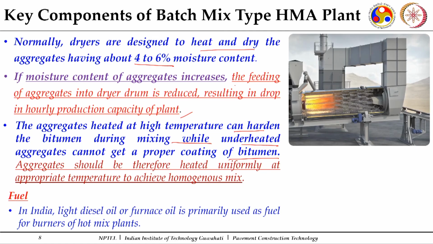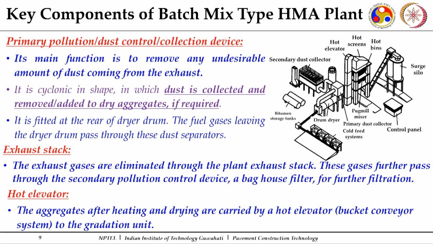So, that is why the adequate temperatures recommended for different grades need to be achieved through these drum dryers. Aggregates should therefore be heated uniformly at appropriate temperatures to achieve a homogeneous mix and a uniform coating of the binder over those aggregates. And as I mentioned, in many hot mix plants, light diesel oil or furnace oil is primarily used as fuel for burners. Now, at the dryer we have dust collection systems, because it has to be highly ensured that it does not lead to environmental pollution.